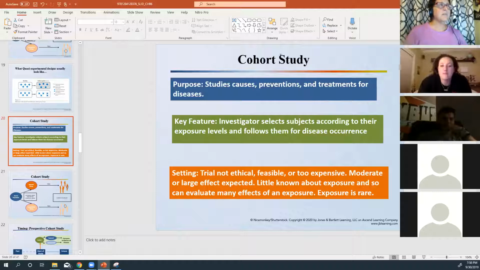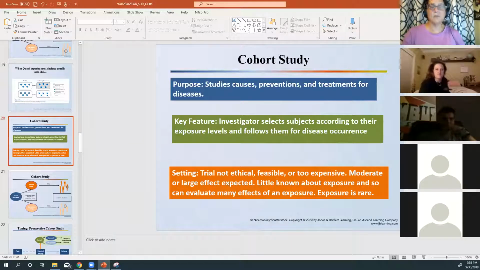Okay, so we've talked about experimental and clinical trial, and we've talked about quasi-experimental, and now we move to the observational. So we're done with the experimental designs, moving into the observationals, and these are cohort and case control. So cohort study, okay, what are the reasons we would do a cohort study? Well, similar things. We study causes.